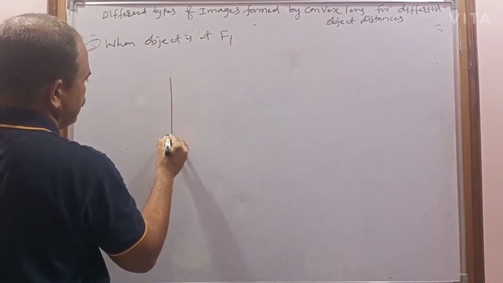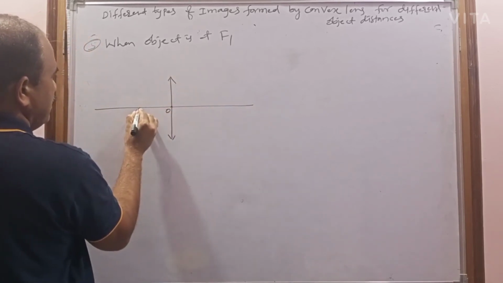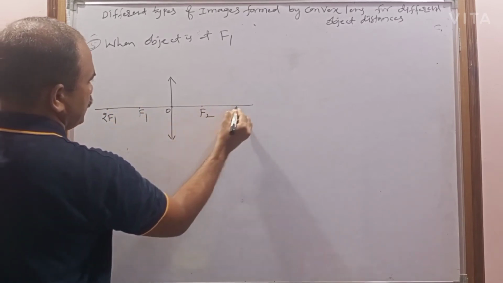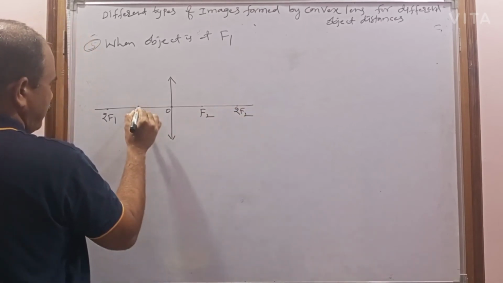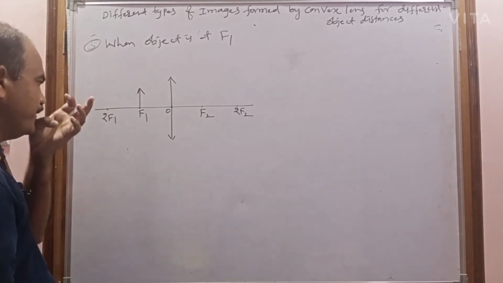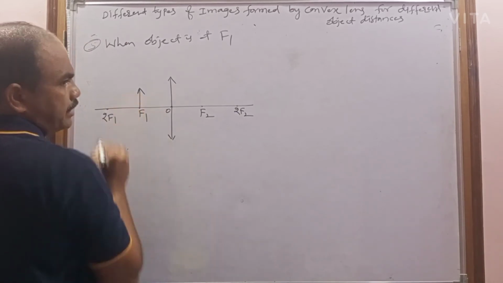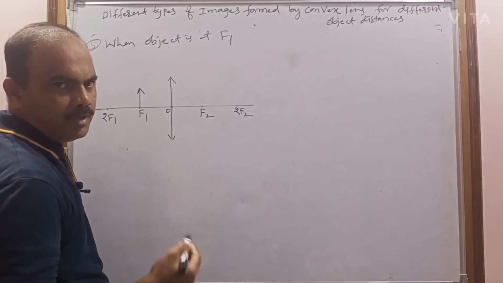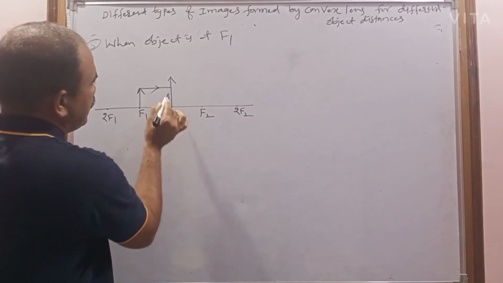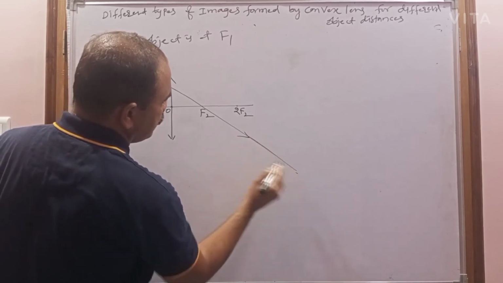Now consider this is the convex lens and this is the principal axis, optic center, f1, 2f1, f2 and 2f2. Now the object is exactly at f1, one of the foci of the convex lens. So how can we draw the ray diagram? By taking the incident rays and following the rules. One incident ray is parallel to the principal axis. After refraction it passes through the focus.